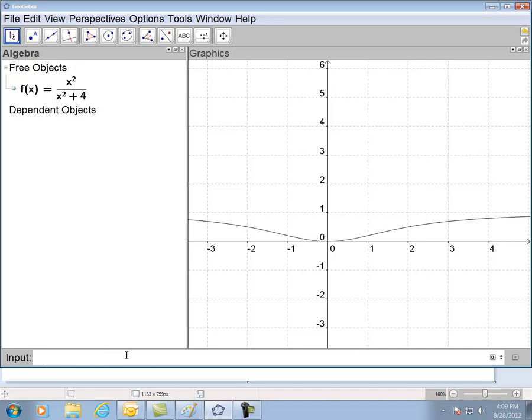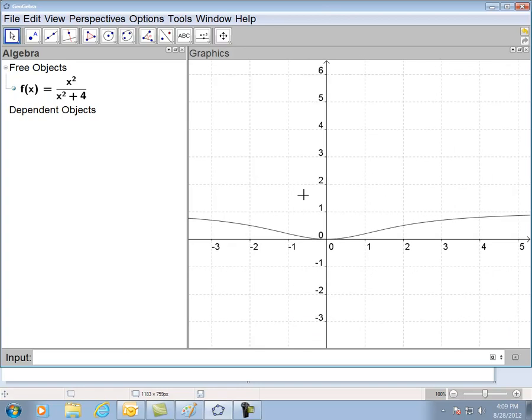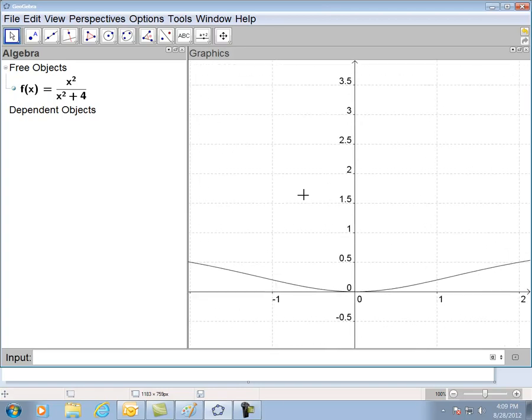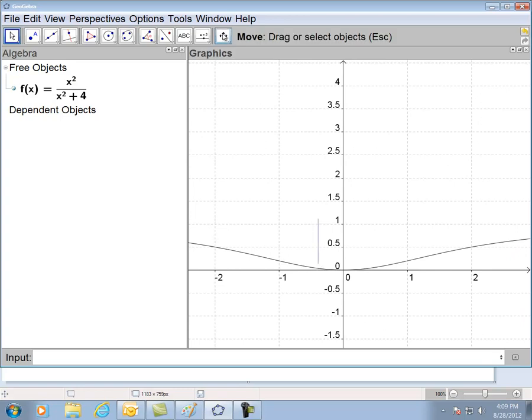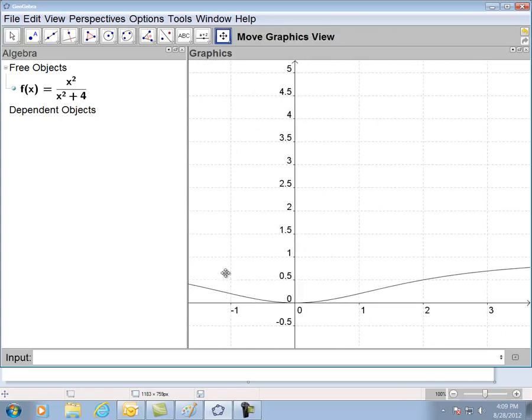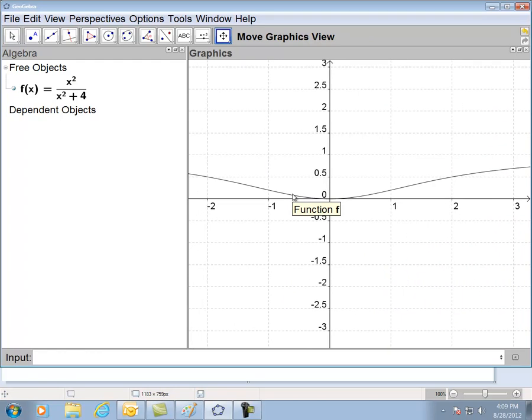Now GeoGebra will graph it over here. The really cool thing about GeoGebra is if I put my cursor in the window and use my scroll button on my mouse, then it'll zoom in and out. If I hit this button here, I can pick it up and move it all around. So it's kind of nice with that respect.